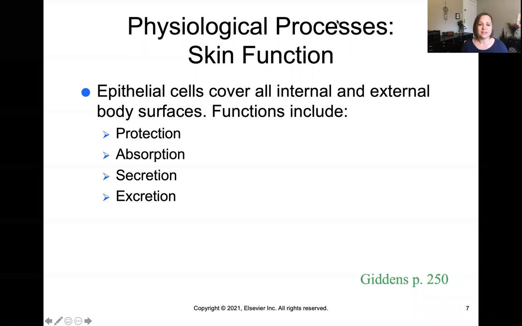Now, the epithelial cells are what make up our integumentary system, and these epithelial cells cover all internal and external body surfaces, and they have multiple functions, including protection, keeping us protected kind of as a physical barrier, absorption, things can be actually absorbed through the skin, secretion, the body can secrete things like oil, and then excretion, where the body can get rid of things like toxins.